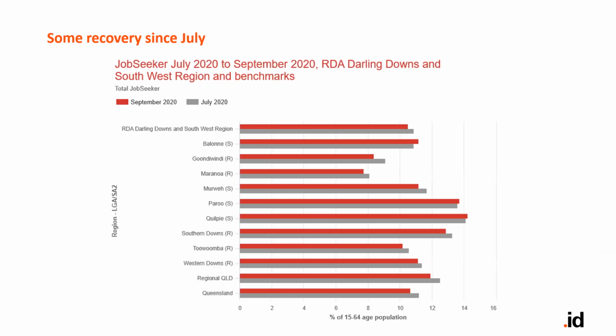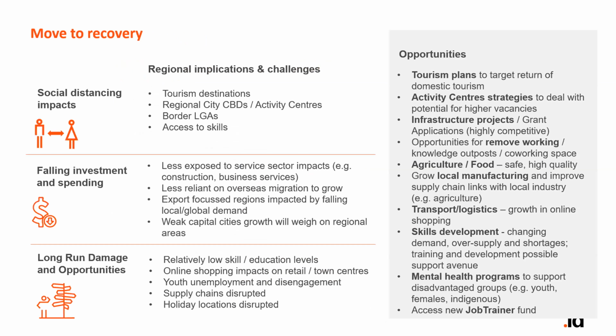Well, let's go back. We've had some recovery since July in Maranoa. So we've had a small amount of recovery. Some areas we've actually seen some growth. Quilpie and Peru, Balonne, we've seen some growth in people during that period, July to September, accessing job seeker benefits. So it's almost two worlds colliding here, but we can see some return in Maranoa. That's really important to continually see that trend coming back. And this data is updated monthly. So the October figures should be out shortly. So our move to recovery.